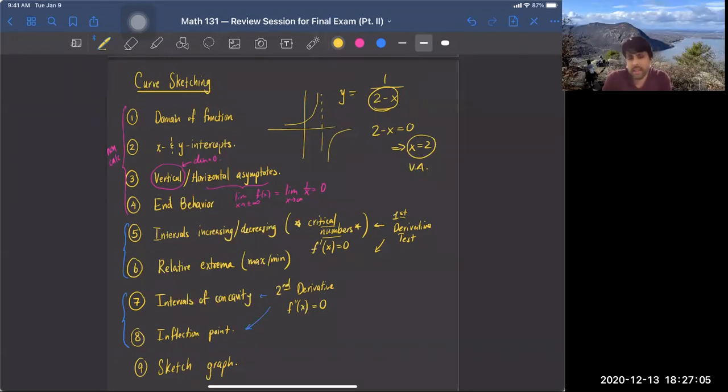So those are the asymptotes. And again, vertical asymptotes occur when the denominator equals 0, solve for x. Horizontal asymptotes occur when you take the limit as you go to infinity. But you know how to do those things. So those aren't too difficult. It shouldn't be.